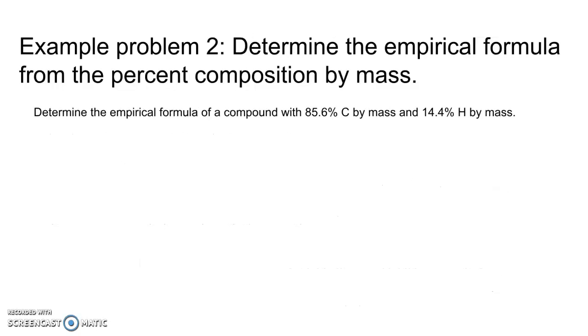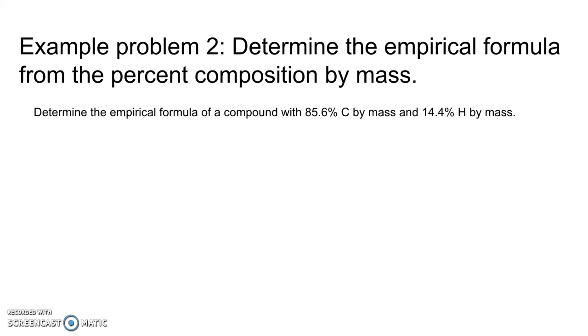Okay, so what if I asked you to determine the empirical formula from percent composition by mass? So you don't have to determine the percent composition, you already have it, but come up with the empirical formula. Okay, sounds good, we can do that. So in this one, we have 85.6% carbon by mass, and then 14.4% hydrogen by mass.